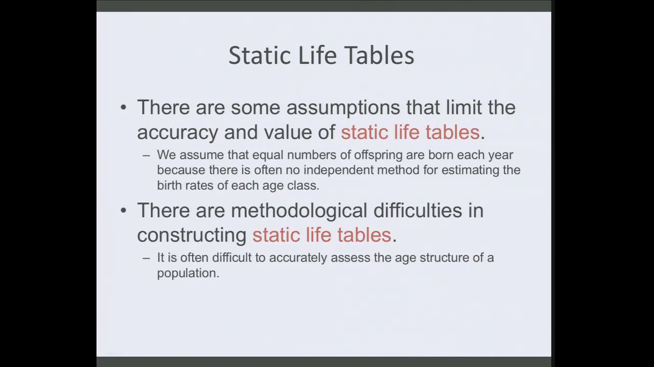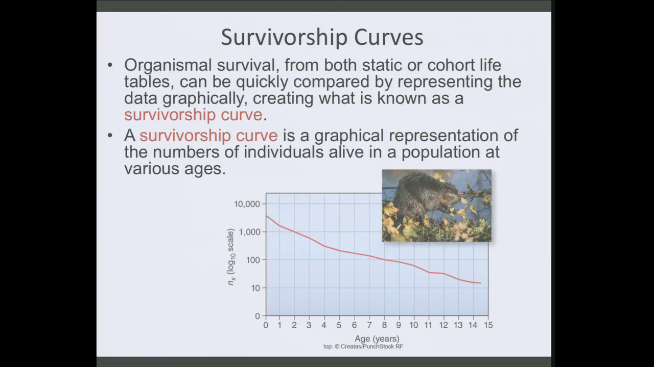Okay, so we can develop information based on a cohort. We can develop information based on static life tables. What do we do with that information once we've developed it? Well, one thing that we do is we develop something called a survivorship curve. And a survivorship curve is just basically plotting how many are alive versus what year is it, or how long have they been alive. What point in time are they over their lifespan?